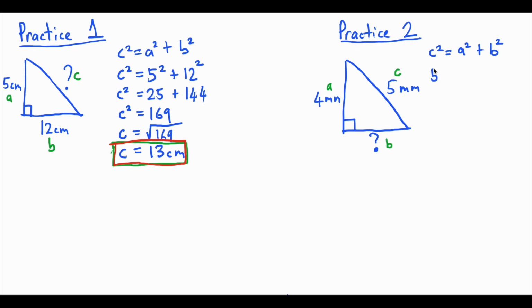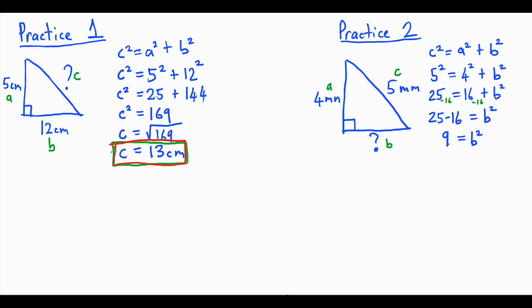So I can say here 5 squared is equal to 4 squared plus b squared. So 5 squared is 25, which is equal to 4 squared, which is 16, plus b squared. Now with the b squared, I want to get the b squared by itself. So what do I need to subtract from both sides? The 16. That's correct, the 16. Okay, so then I'll have here now 25 take away 16, which is equal to b squared. Now what is b squared? So 25 take away 16 is 9. And 9 is equal to b squared.